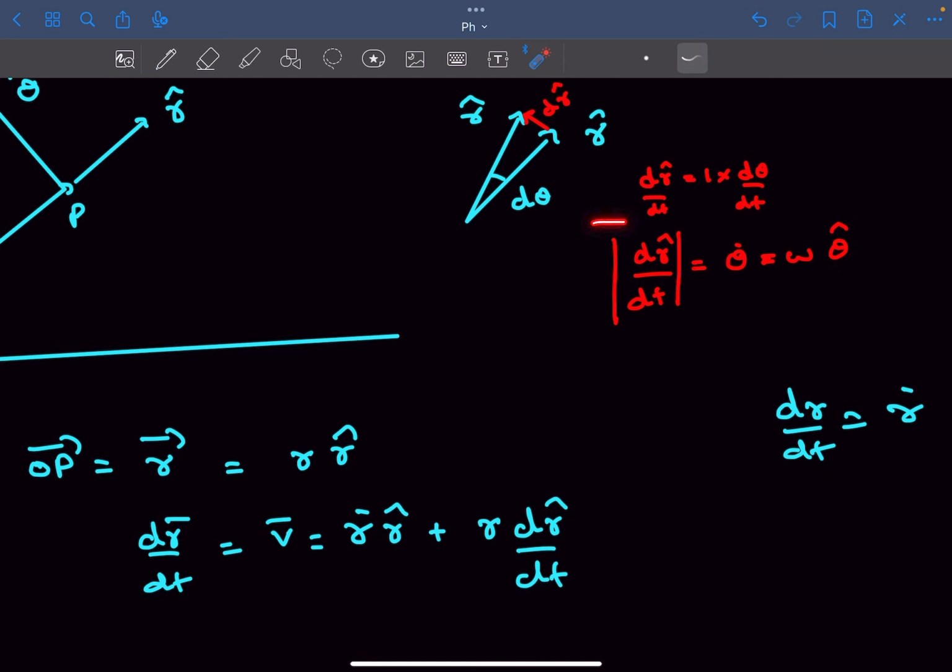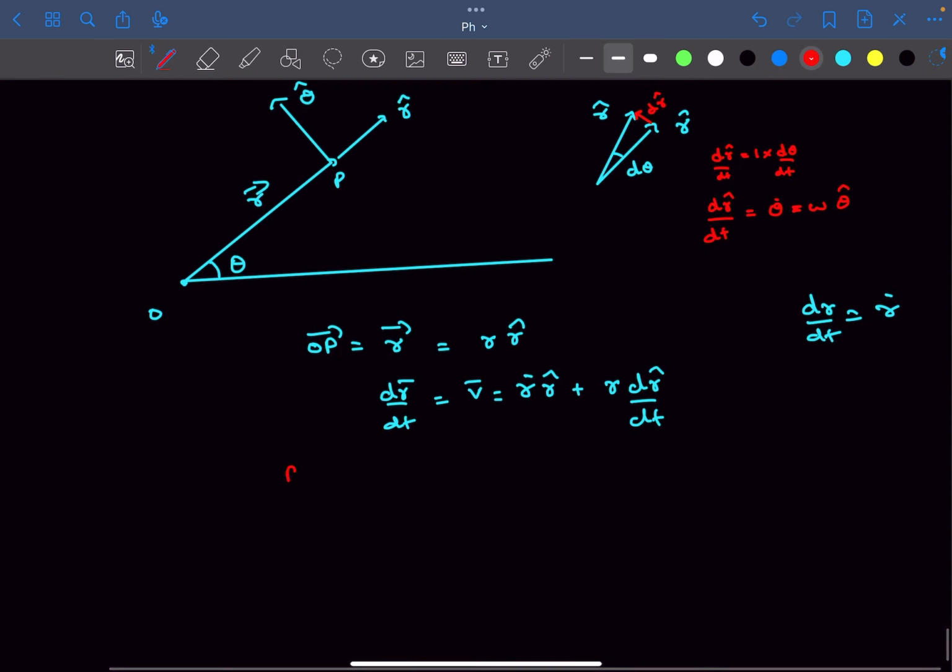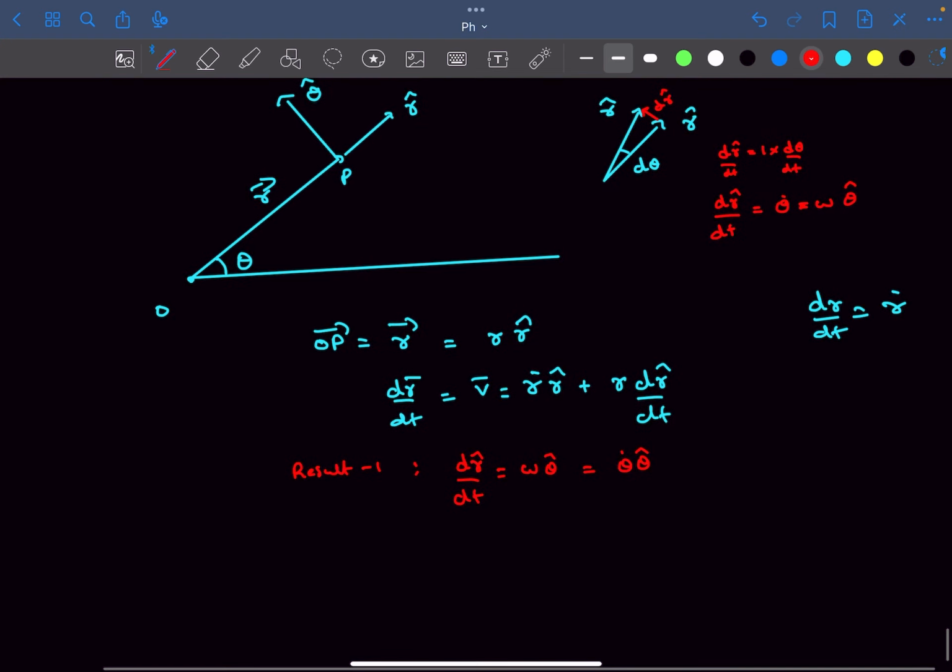You have to remember this result. This is not the mod anymore. This would be result number 1: dr cap by dt is going to be omega theta cap, and I'm just going to write it as theta dot theta cap to keep the differentials simple. You can do exactly similar analysis for theta cap as well. I'm just going to write it here: d theta cap by dt will come out to be minus omega r cap.